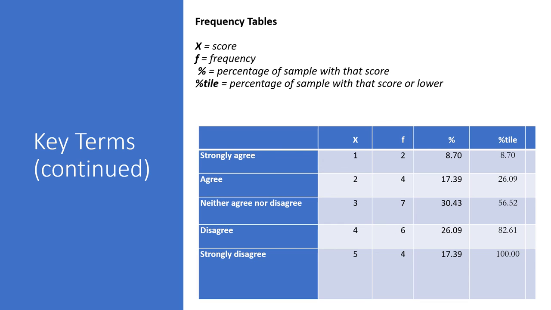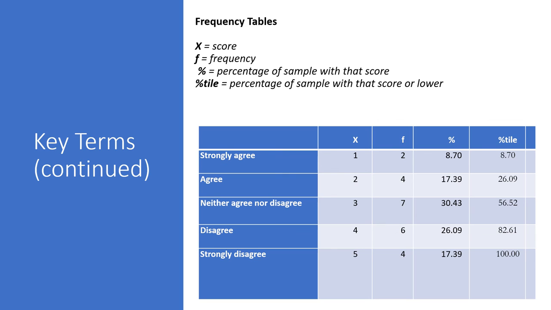And now we have the percent column and the percentile column. The percent column is the percentage of scores that are at a given value. So there are 2 ones, as I said, and I'm counting up, I think we have 23 people in this distribution. So if you take 2 divided by 23, you're going to get 8.7. If you take 4, which is the frequency for a score of 2, 4 divided by 23 is going to give you 17.39. So that's how those percentages are computed.